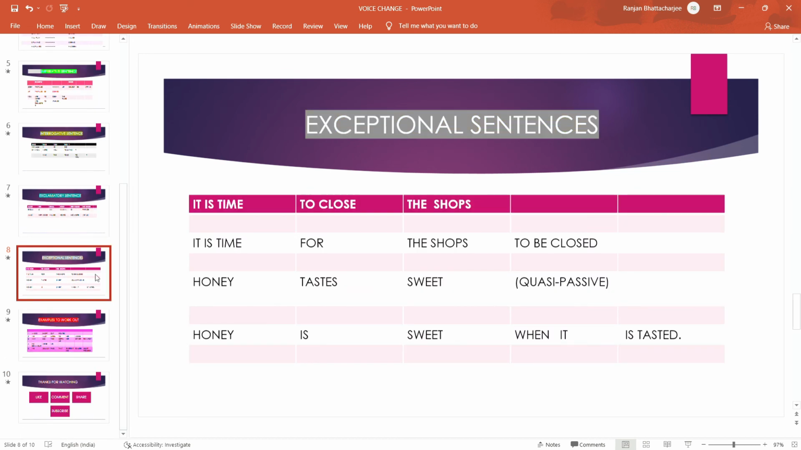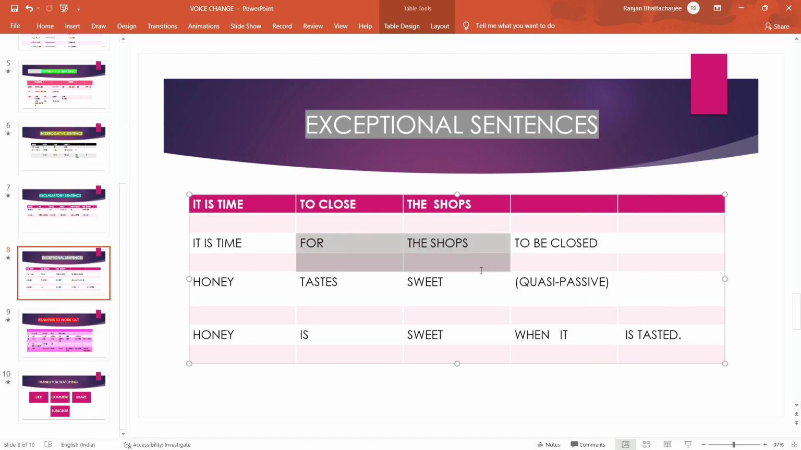Okay, then let's proceed. Now there are some other kinds of sentences that we sometimes face, which do not accept the general rules. I have given some examples. For example, it is time to close the shops. How do we solve this? In such cases, "it is time" is the phrase and it will remain in the same place. Then for is used. Then the object comes, the shops, and then the passive form. To close is an infinitive, and that becomes to be closed, the perfect infinitive, so to say. So the answer is: it is time for the shops to be closed. If we practice such examples, it will be easy for us to understand.